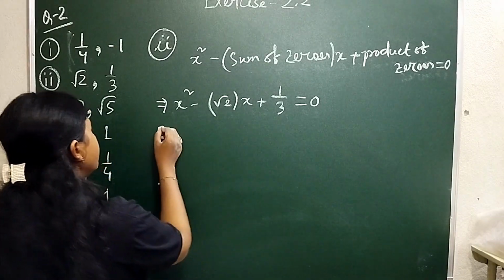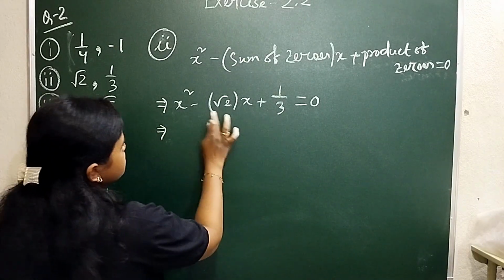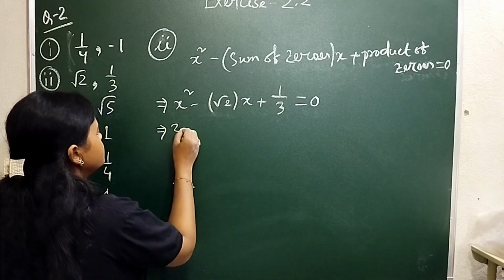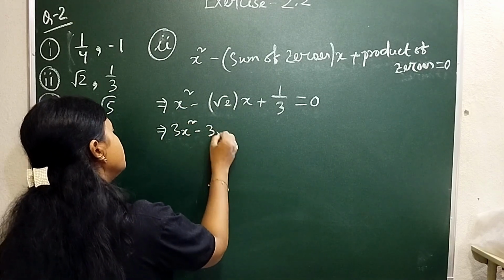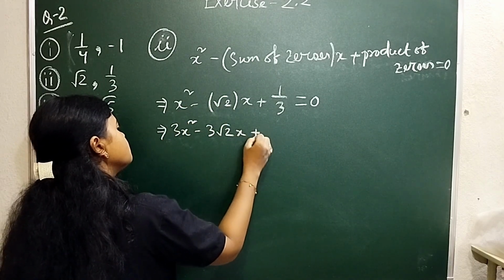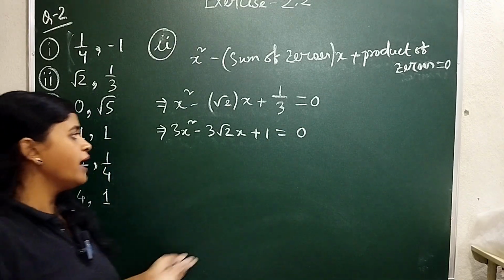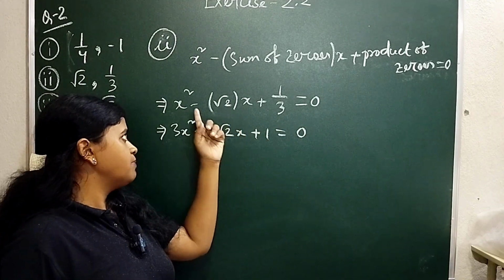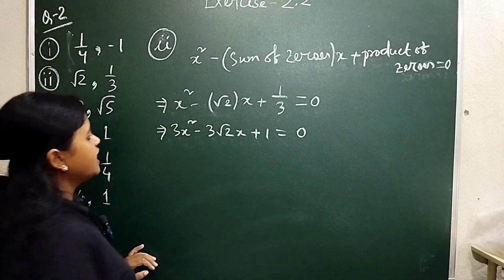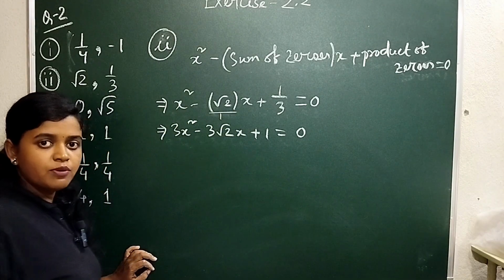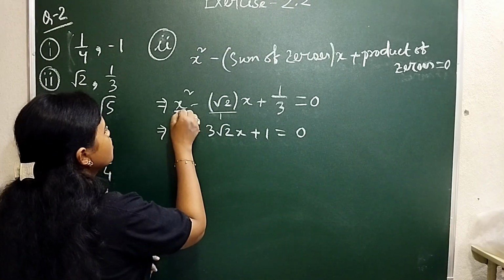Now we simplify that. So 3 is there, so 3 will be multiplied here and here only. So 3x square minus 3 root 2 x plus 1 equal to 0. If you want to know why this 3 is multiplied here and here, basically there is nothing there, which means the denominator is 1, and here also 1.